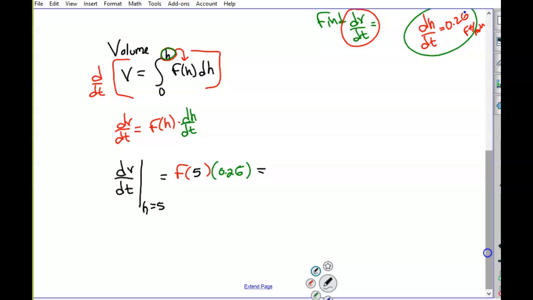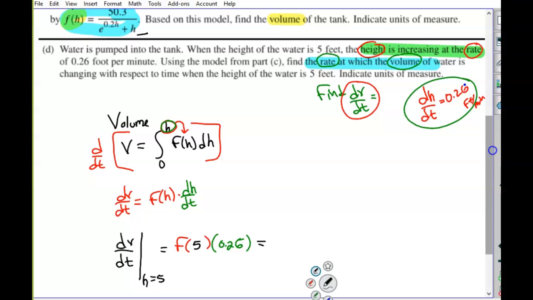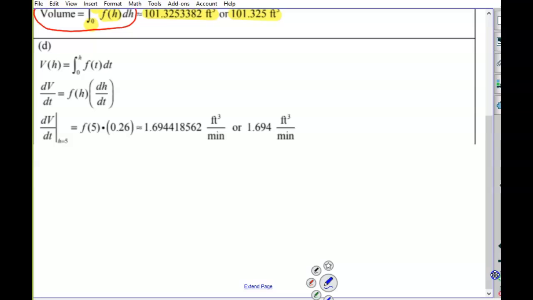And then the only question is, where do I find f of 5? Well, notice you have a calculator. You're going to plug 5 in for h, and just figure that out in your calculator, multiply it by 0.26, and then I'll just show you. This is their explanation, which is the same thing, except I didn't show a ton of work, and I should get 1.694 rounded to 3 decimals.